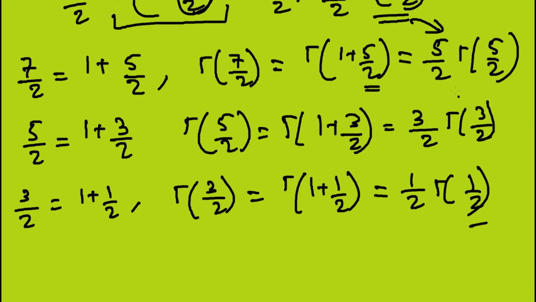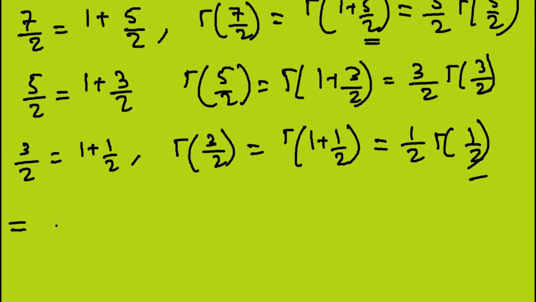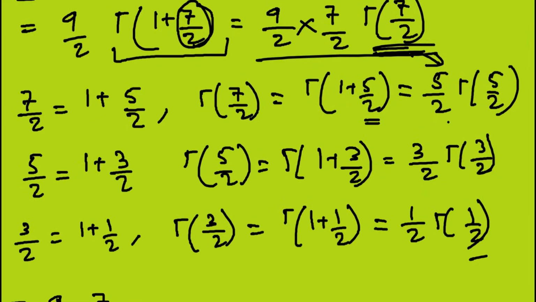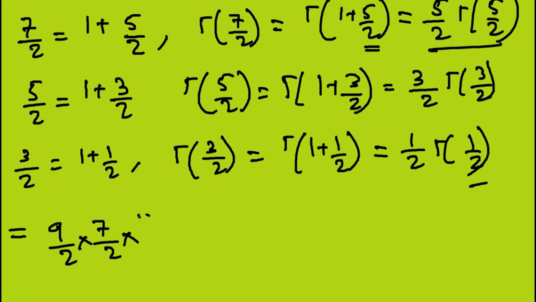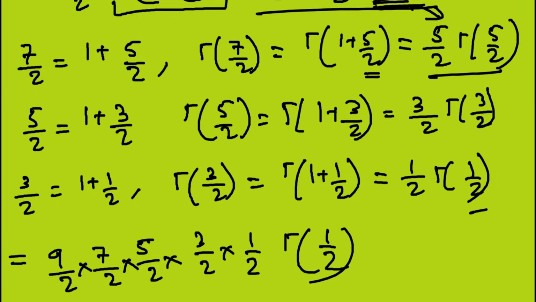So if I put all of this into this form, the expression turns out to be 9 by 2 into 7 by 2 into this term. So what is gamma 7 by 2? Gamma 7 by 2 is this. So into 5 by 2 into 3 by 2 into 1 by 2 times gamma half. This is what I get. I hope this is clear.